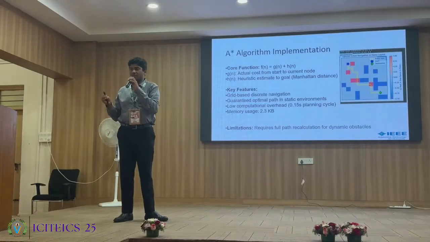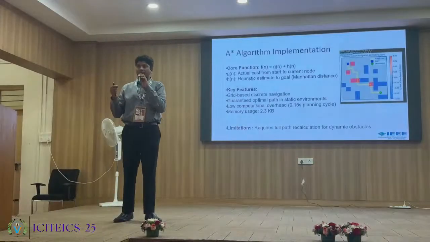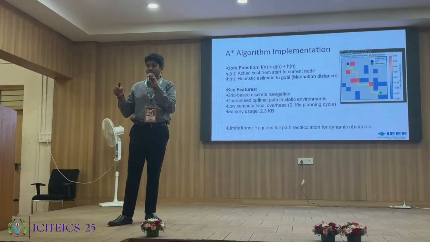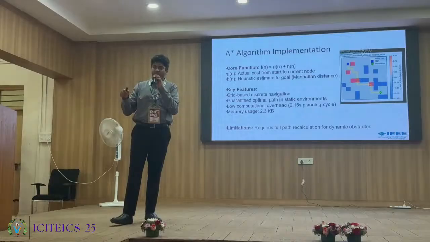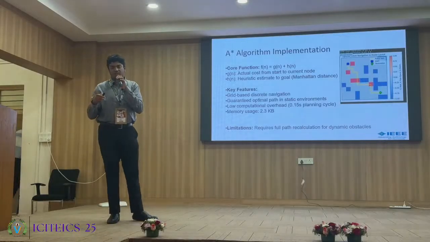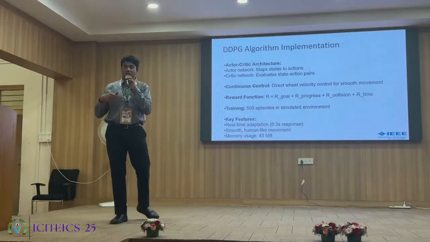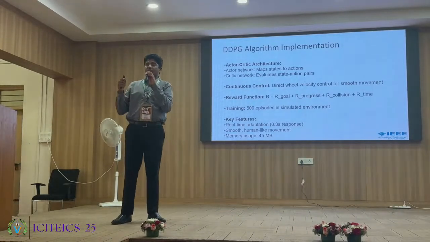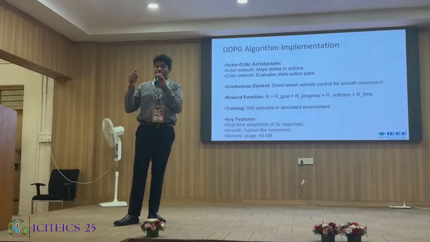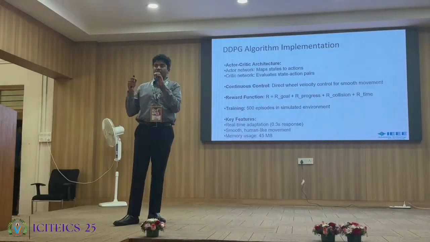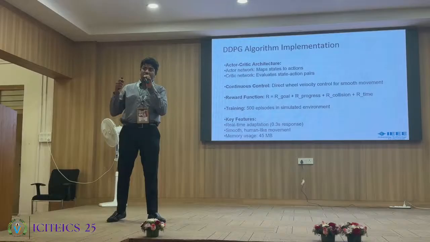So in order to minimize that, the path would be avoided, and the grid would be updated that there is an obstacle over there. And for the obstacle detection, ultrasonic sensors are being used. And deterministic policy gradient works on a different aspect. In the previous case of A-star, it was to minimize the cost function.